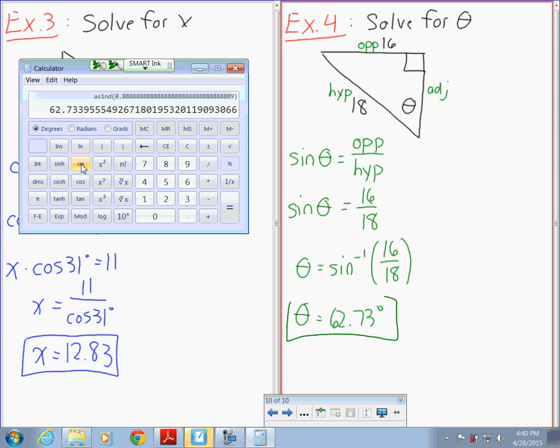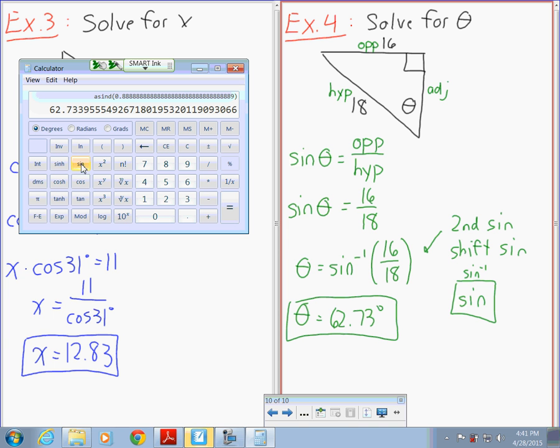So what I did here, if you need me to write that down, was I did second sine or shift sine or whatever, because basically on every calculator in the world, it looks something like this. That's what your calculator button will look like.